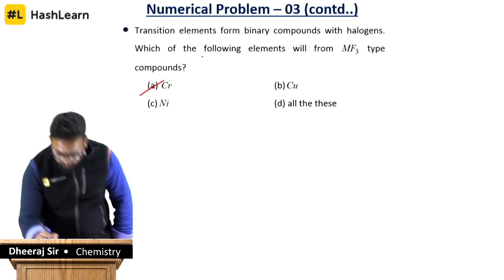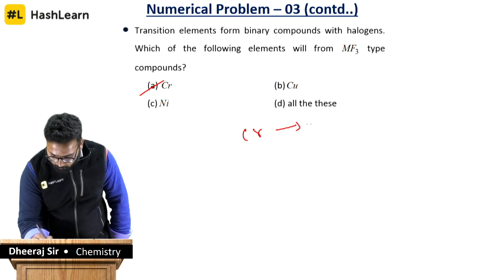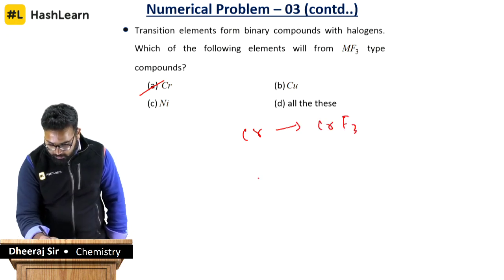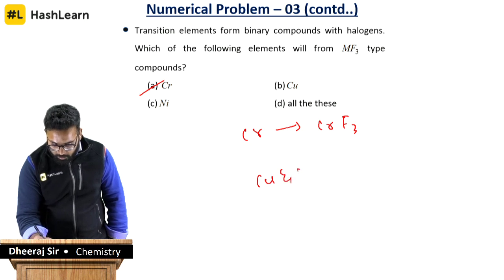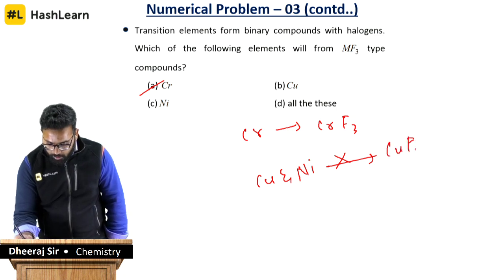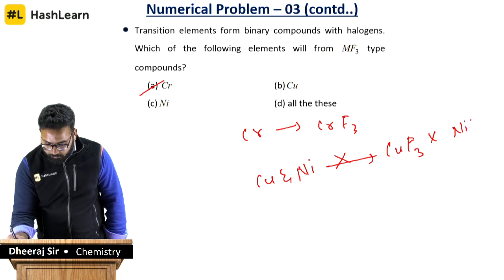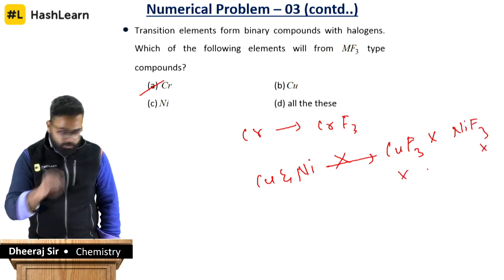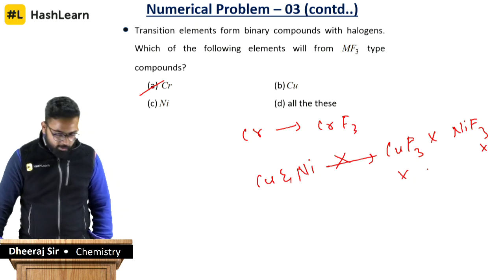Guys, keep one thing in mind. Chromium forms CrF3, whereas copper and nickel do not form CuF3 and NiF3. So this is not possible. Chromium is the only one which forms the compound, so that is the answer.